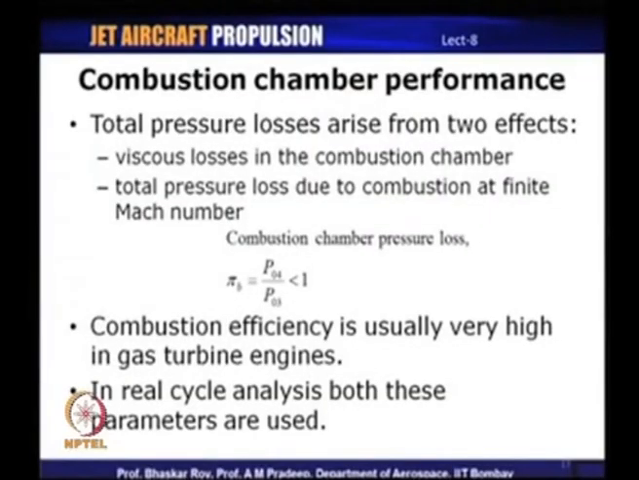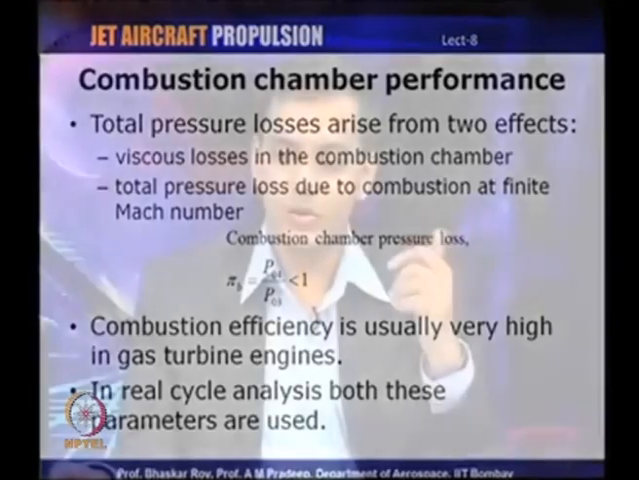In a combustion chamber, the combustion efficiencies are usually very high, because the air to fuel ratio in combustion chambers in gas turbine engines is very high, and so the combustion efficiencies are usually very high. It is of the order of 0.95 to 0.96, even as high as 0.99. We will see some estimates or values of these losses towards the end of this lecture. So, in real cycle analysis, we are going to use both these parameters, that is efficiency as well as the total pressure loss.